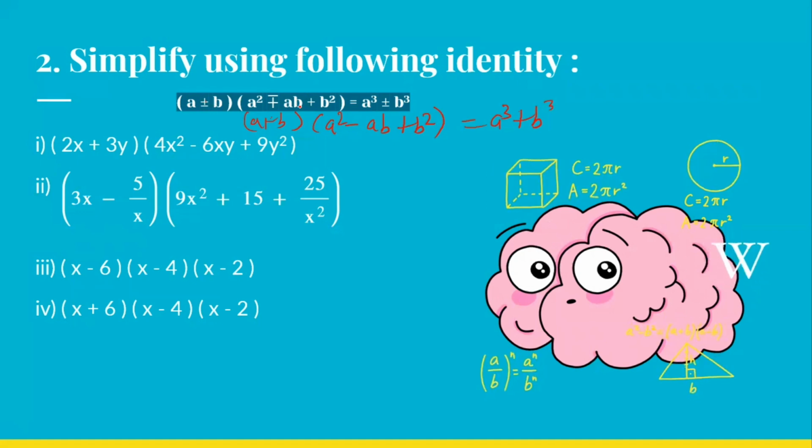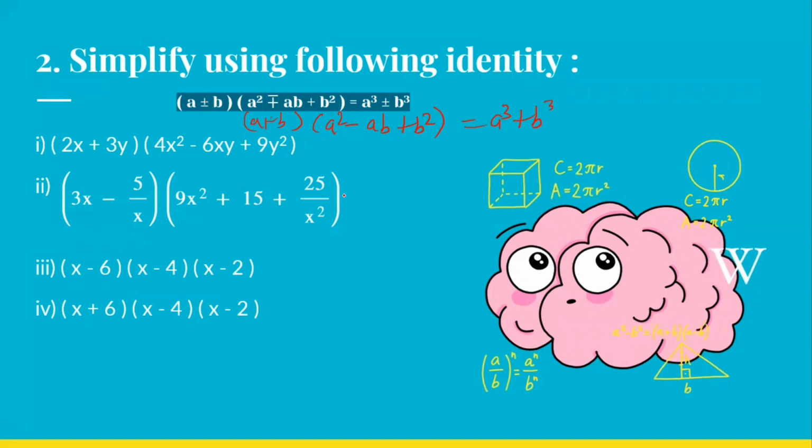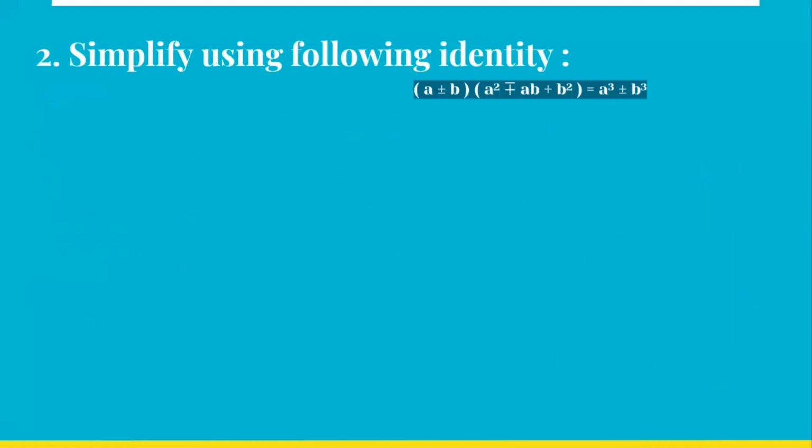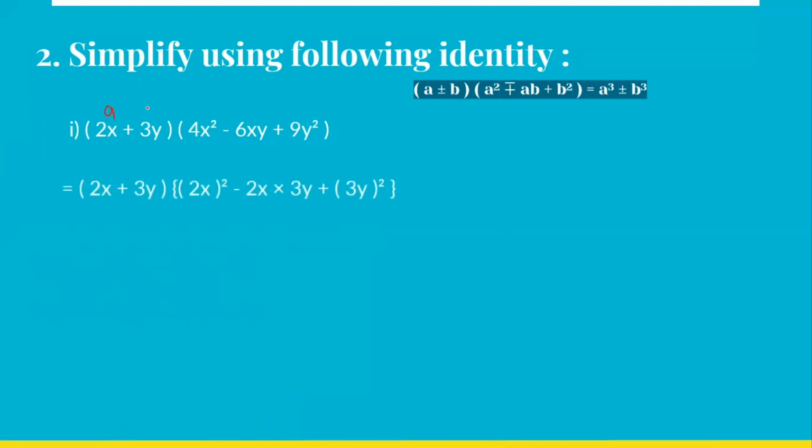That you have to remember. Okay, so we start with the first question of question number 2. Remember that we are using this identity. Learn the identities properly, and that is how it helps you to solve the problems easily. So we go with the first question: 2x plus 3y multiplied by 4x square minus 6xy plus 9y square. What we need to remember here is whether this is in the form of a plus or minus b. Now this is plus, so the middle term has to be negative. Whether it is in the form of a square minus ab plus b square, we will split now. This is your a and this is your b. Your a is 2x and b is 3y.